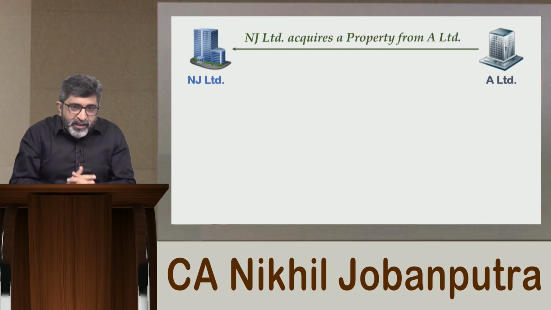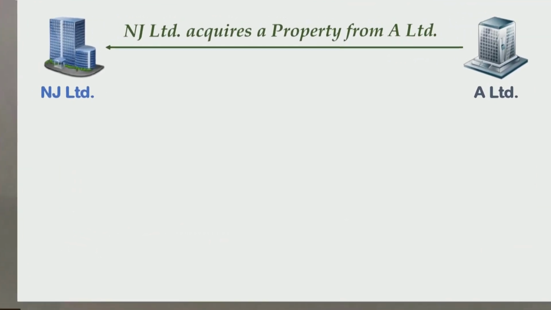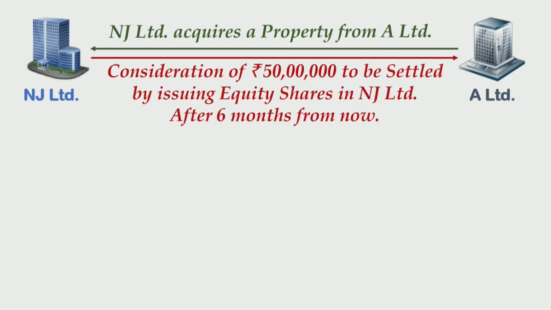Try understanding one thing in this example, what I am showing you further, and as I said, you do not have to write this example, you just try to understand the facts over here. They have agreed that the consideration of rupees 50 lakhs is to be settled by issuing equity shares in NJ Limited after 6 months from now. The question then arises is, how many shares shall be issued?